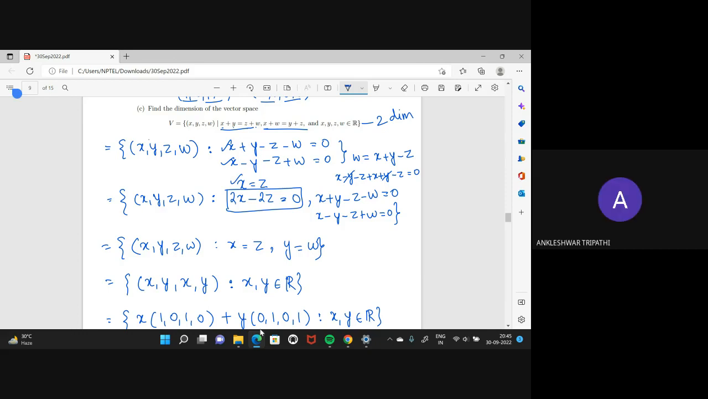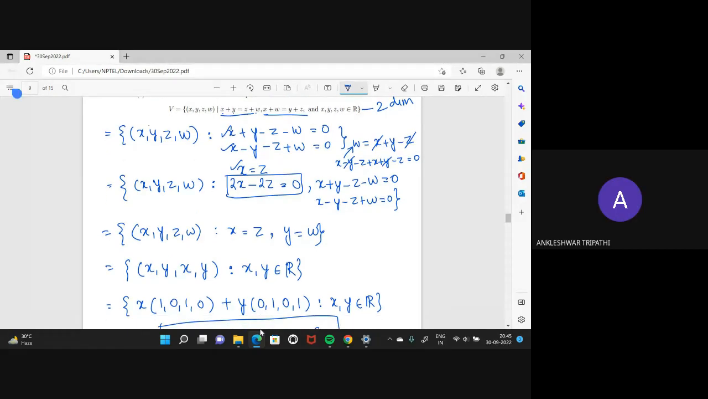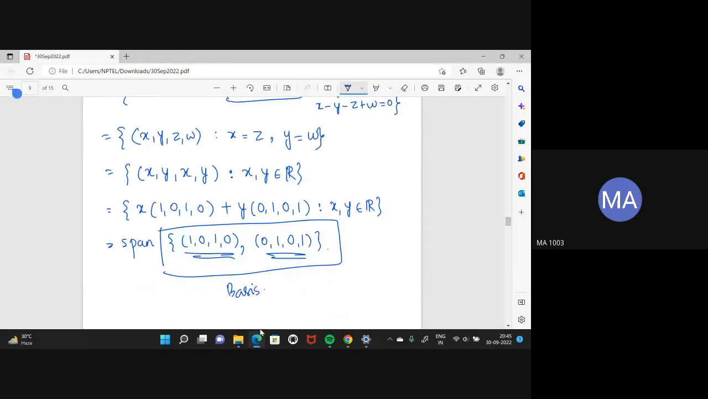Now I'll go back and substitute x is equal to z in this equation. I want to get rid of as many variables as possible. So when I put x is equal to z, I get y is equal to w. Okay, now I get it. Can I reduce it any further? No. That's all.